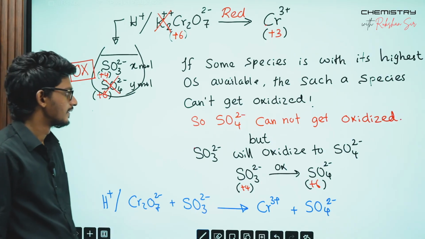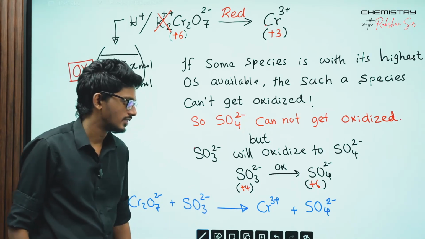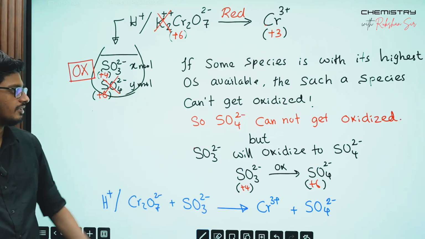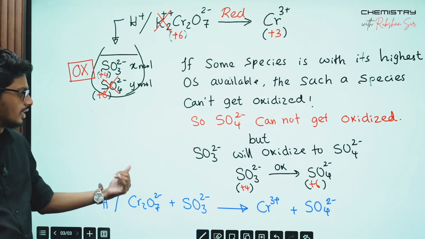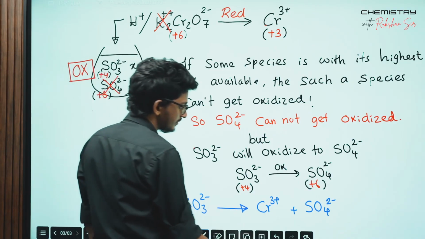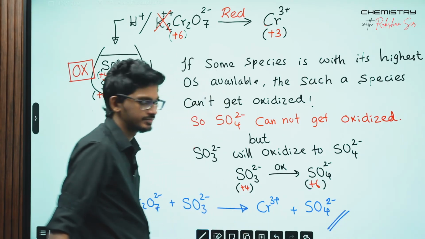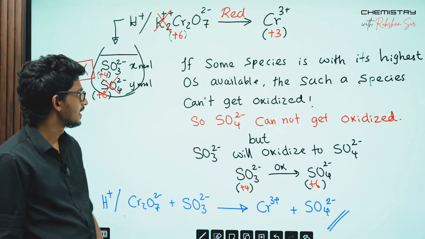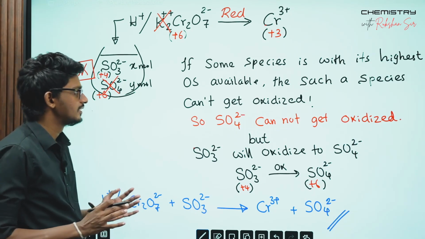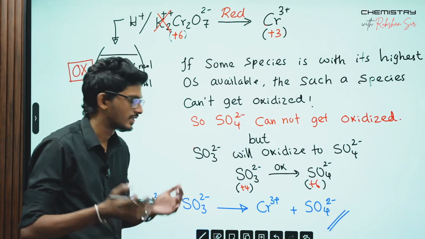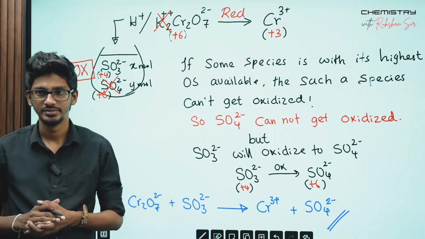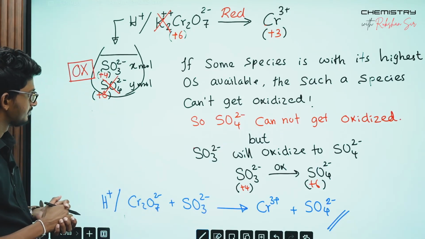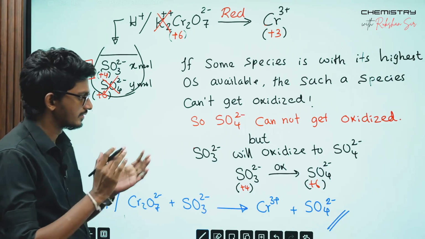Right, this is how we are supposed to come up with the redox reactions. You have to select which reactions occur and then you have to write the products as well. This is the idea: if some species is in its highest oxidation state, then such a species can't get oxidized. That is what we are discussing here.